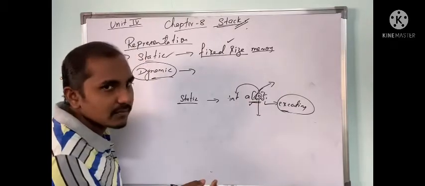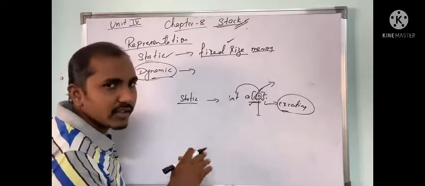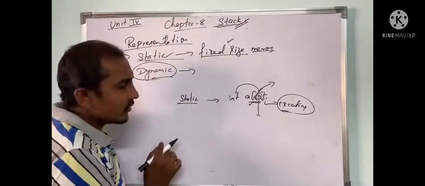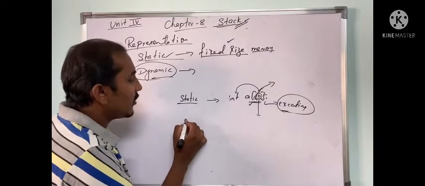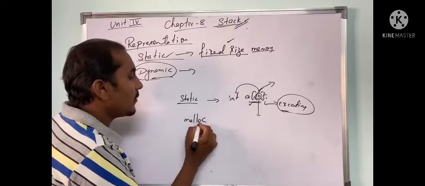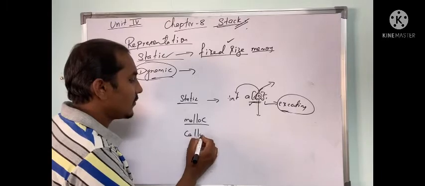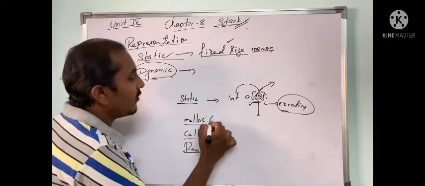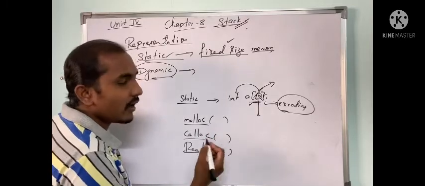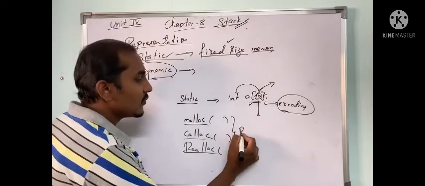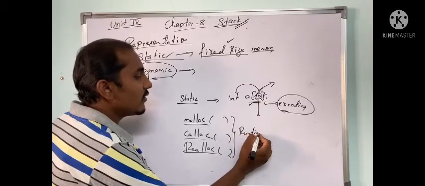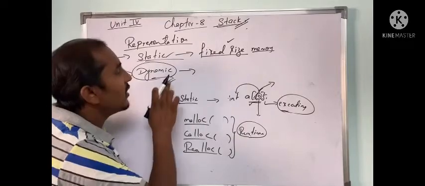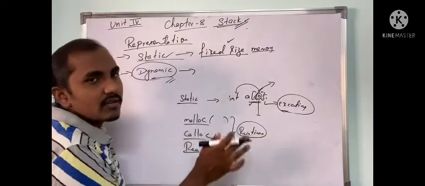Only 10 elements. I can store only 10 elements. I cannot increase it. That is fixed. So that type of representation is static. Dynamic is whenever we are using functions like malloc, calloc, realloc. So whenever you are using these kinds of functions to allocate memory at runtime, during execution, then that type of representation is nothing but dynamic representation of stack.